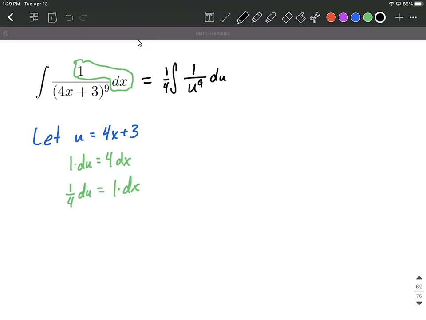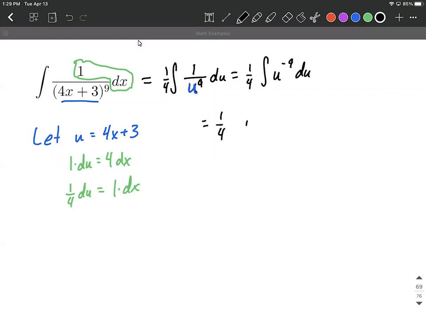All right, so constants can always get moved out in front of integral signs. And then I replace the entire 4x plus 3. That got replaced with this u raised to the 9th power. All right, so what remains is to actually integrate. So I'll bring the 1/4 along. I'm going to rewrite what's on the inside there as u to the negative 9th by bringing it up to the numerator. Now we can use the power rule, bringing the 1/4 along.